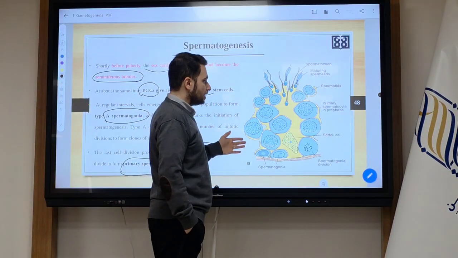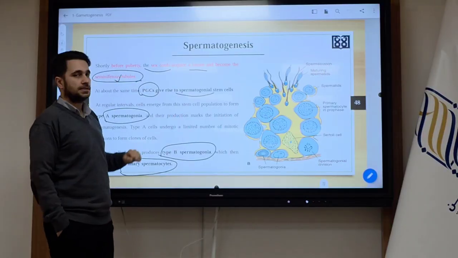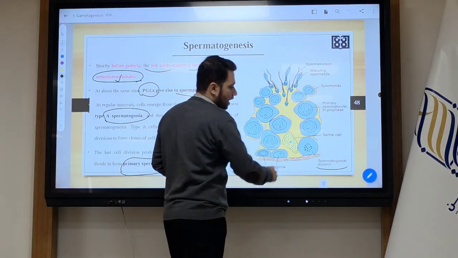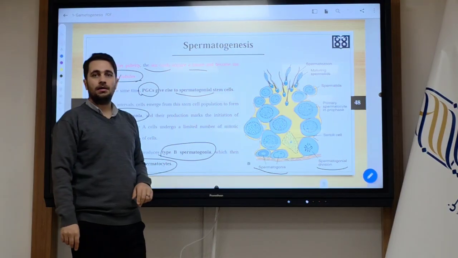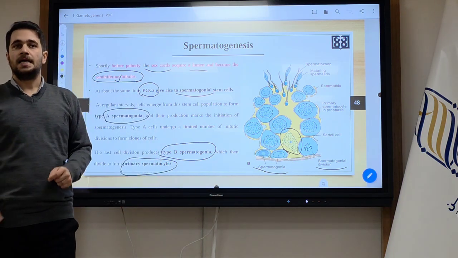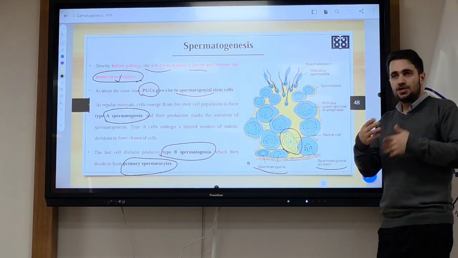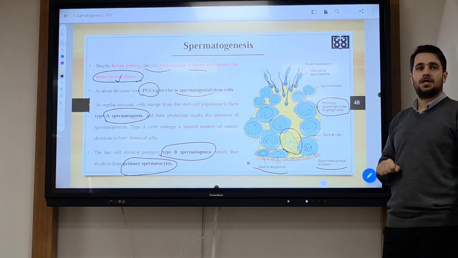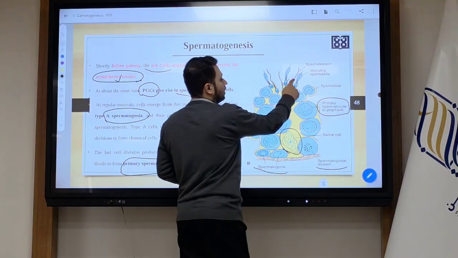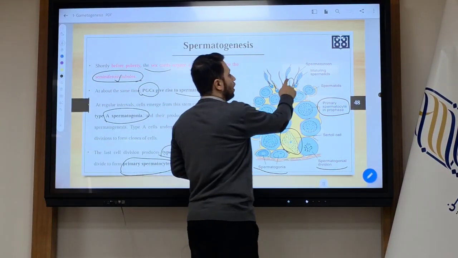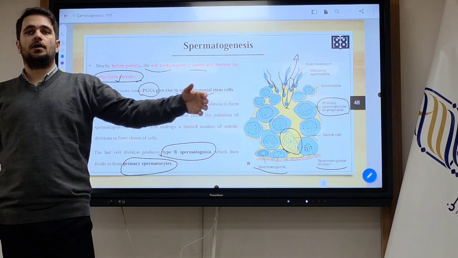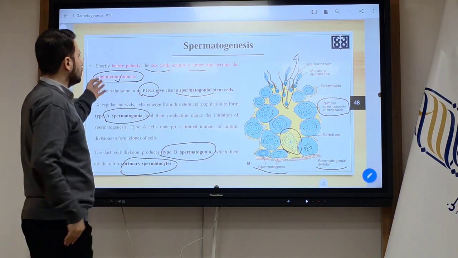And you are seeing here a section of seminiferous tubules. It means that we are seeing all of the cells. At the base, we have spermatogonia cells. And between them we have this supporting cell, Sertoli cells. They start to divide, and after that we have primary spermatocyte. This primary spermatocyte divides, making the spermatid. After that, they go to the lumen of the seminiferous tubule, then to the epididymis and store for fertilization. Okay?